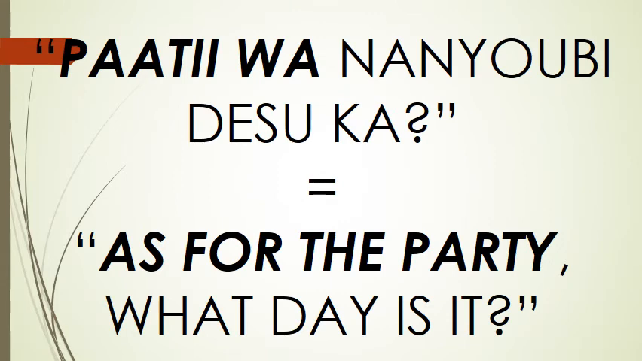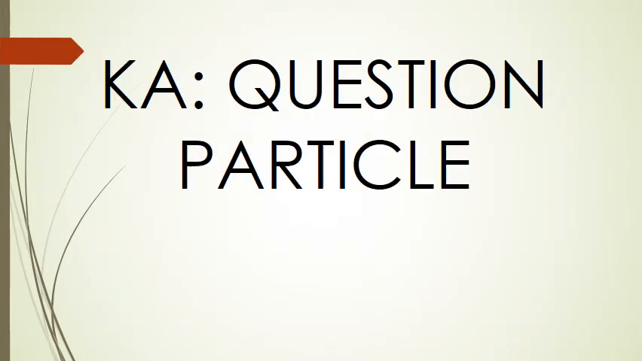Building on that, if we look at the sentence Party wa nanyobi desu ka, instead of translating that as what day is the party, we could translate that as for the party, what day is it? And as for the last word in that sentence, I mentioned just a moment ago, ka is our question particle. It comes at the end of a sentence to mark it as a question.